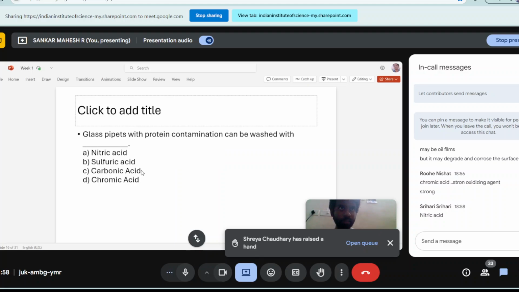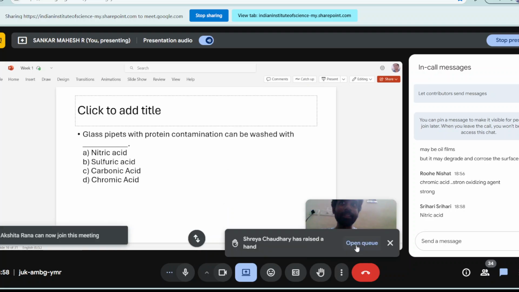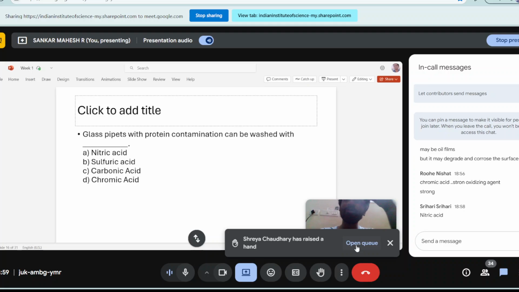Shreya, we'll wait for a couple of minutes. Or do you want to think, Ruhi, and then answer? Yes, sir, I'll think about it. So actually, I thought that since it is the strongest one, we can use it. What about sulfuric acid? Is it not strong enough? Among these options, isn't sulfuric acid the strongest acid? Okay, you can think about it. No issues.